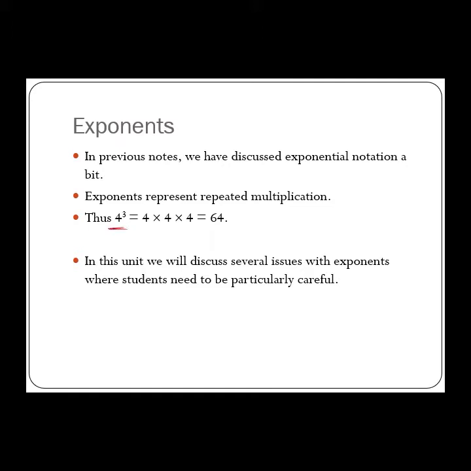So 4 cubed, that's how we pronounce this one, is 4 times 4 times 4, which is 64. 5 with a 2, we call 5 squared, is 5 times 5, which is 25. Usually when the power is higher than that, something like 2 to the 4th, you'll hear us say 2 to the 4th, and that'll give us 2 times 2 times 2 times 2, which is 16.